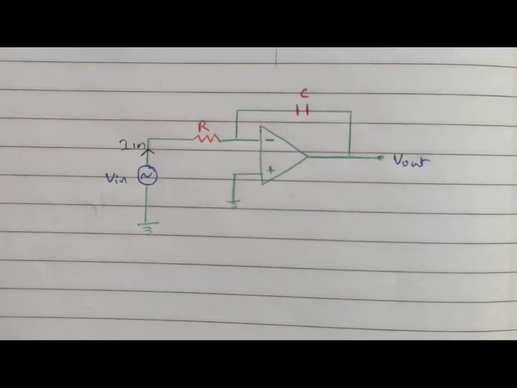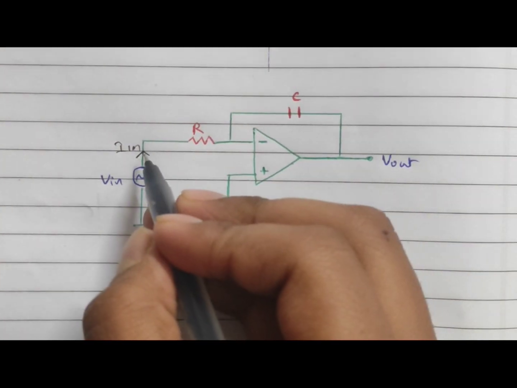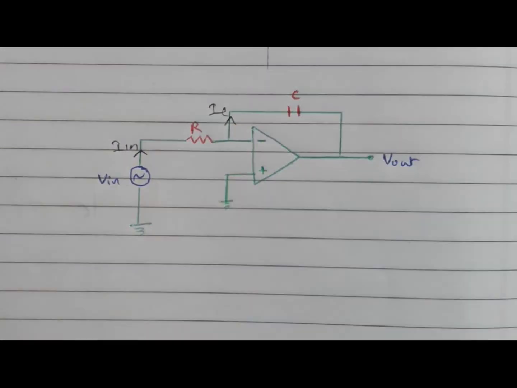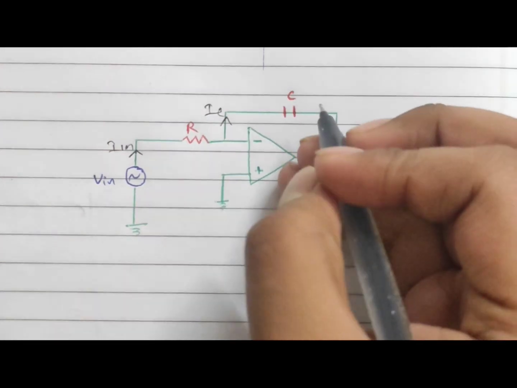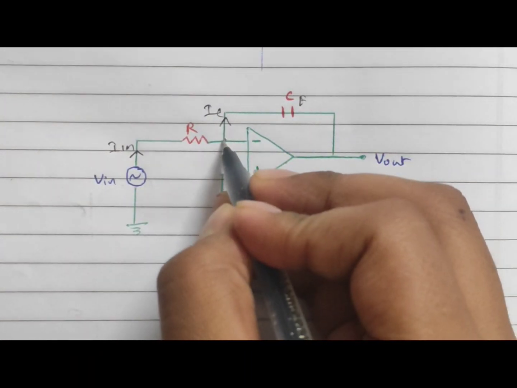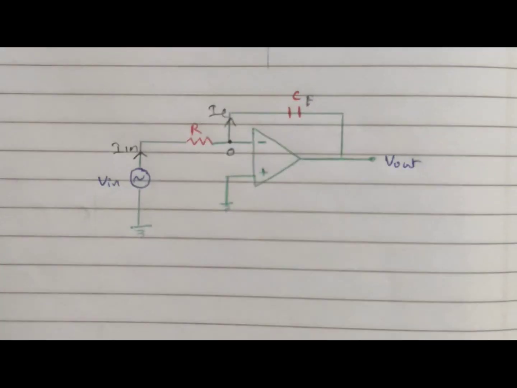Now let's see. Here the current that's passing through the resistor R is IN, and the current that's passing through the capacitor C is IC. Now the capacitor is connected to the feedback, so let's name the capacitor as CF. Now the potential at this end is 0 due to the concept of virtual grounding.